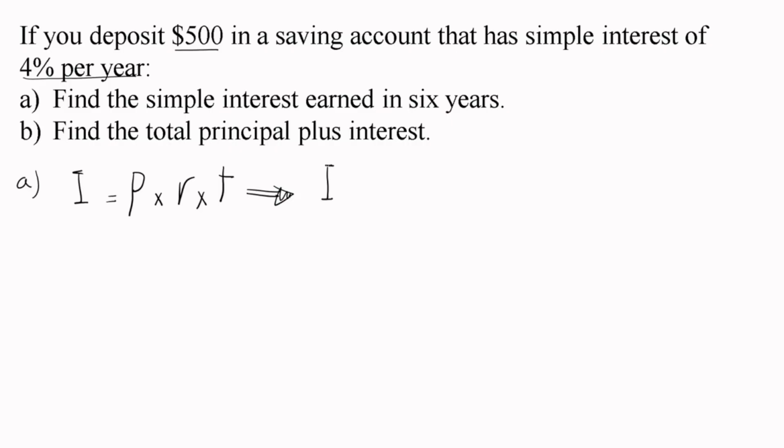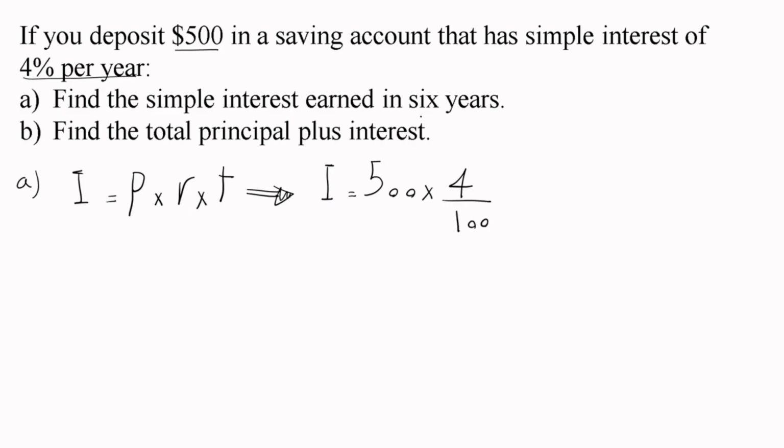So I is equal to, what is the principal or initial money that you put in the bank account? It is 500. Rate is 4%. I must write it as a number, not a percent. I am not allowed to write 4% here. So I must write it as a fraction or decimal. Here I prefer to write it as a fraction. 4% is going to be equal to 4 over 100.